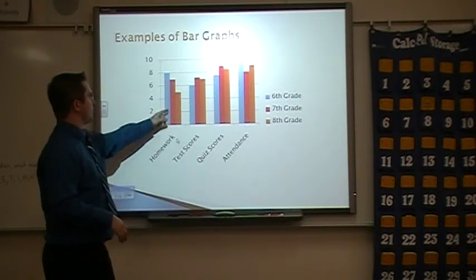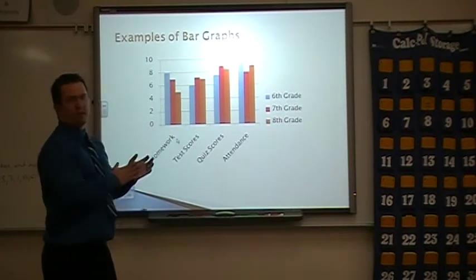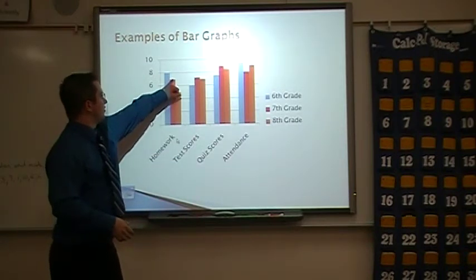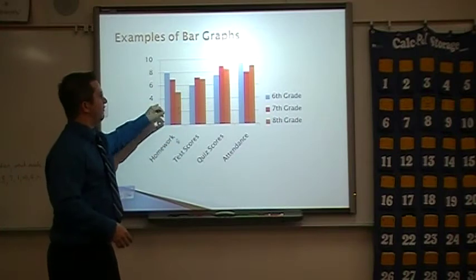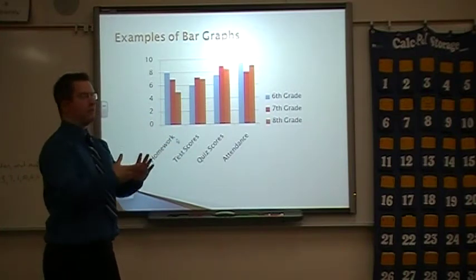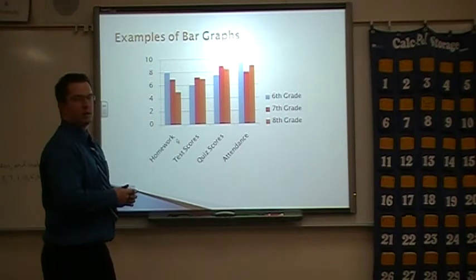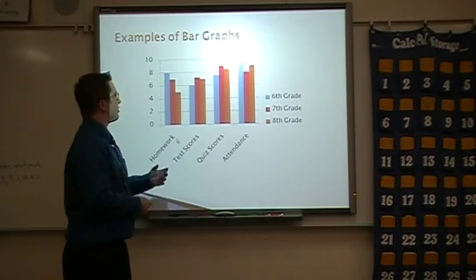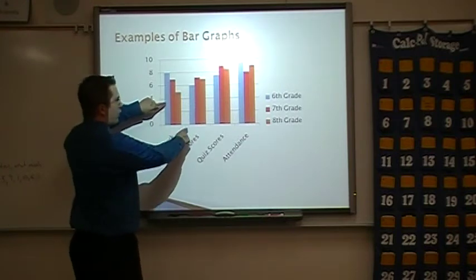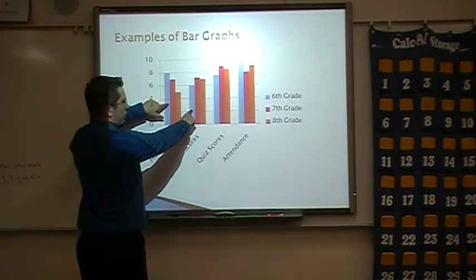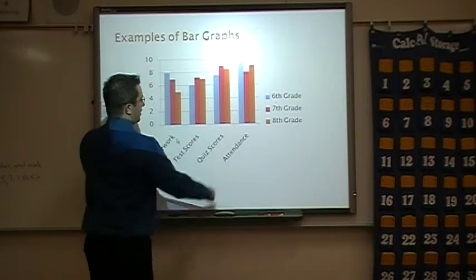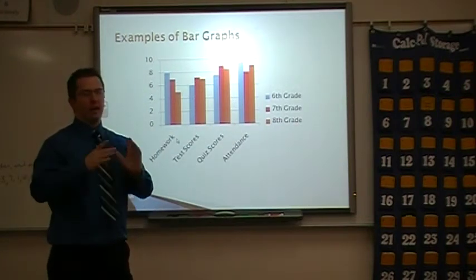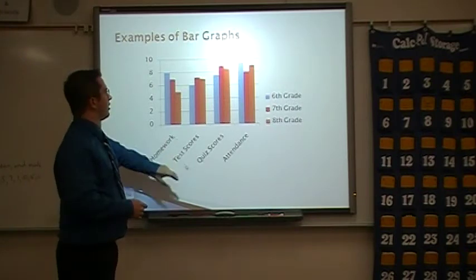People that do homework: it looks like 8 out of every 10 people do homework in the 6th grade. Here it looks like 7. Then we have 5 for 8th grade. And you just read data. This actually represents something. It represents homework, test scores, quiz scores, attendance. You can compare the homework scores for 6th grade to the test scores of 6th grade, to the quiz scores, and then to the attendance. So a picture is worth 1,000 words. You've heard that before. It's really true in statistics.